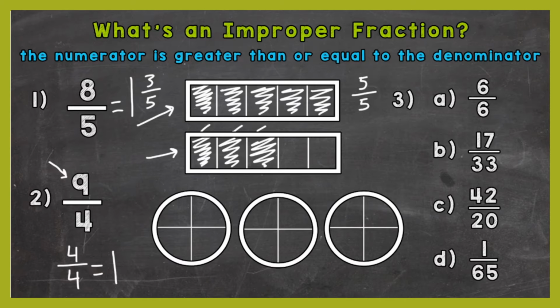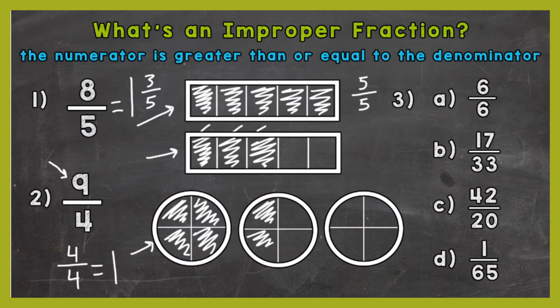And let's model this one. So we have whole circles to the right here, and they are each cut into fourths. So we need to fill in 9/4. So 1, 2, 3, and 4/4. So you can see 1 whole there.